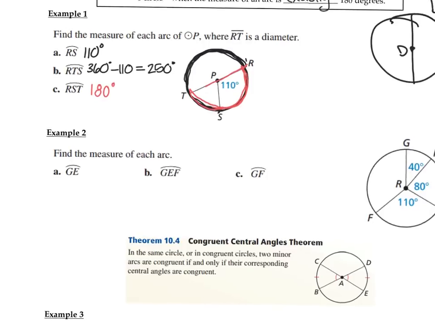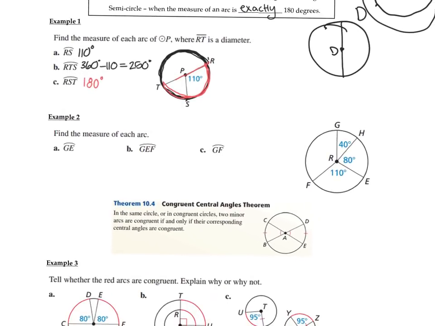Okay, let's look at example 2. For example 2, it says to find the measure of each arc. All right, so once again, we're going to do the same thing. We're given a circle, and then we're given different angles, right? So the first thing we want to do is find the measure of arc GE, okay? They're only using 2 letters here, which means that they're talking about a minor arc, right?